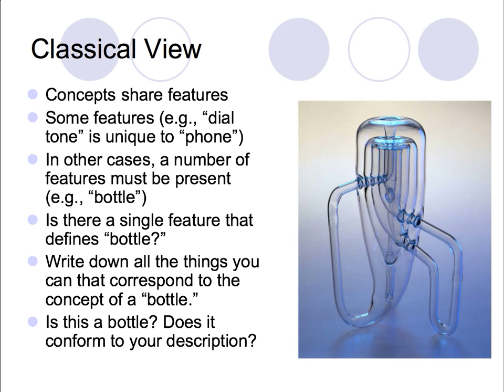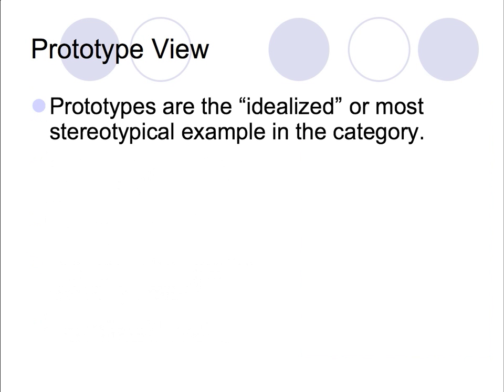This is a bottle, but it probably doesn't match the description or what you were thinking of when you thought of a bottle. But technically it's a bottle. It's called a Klein bottle. So the classical view really doesn't seem to hold water, if you'll forgive the pun. There must be something more sophisticated than a strict sharing of features that defines categories.